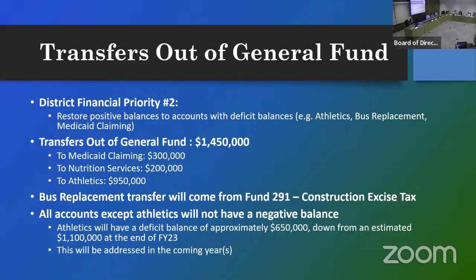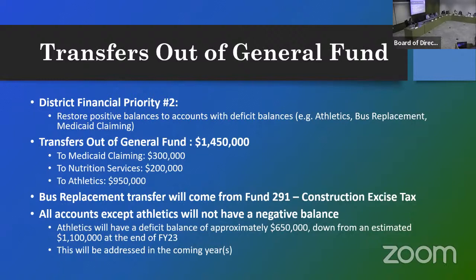So moving on to transfers out of the general fund. This one relates directly to district priority number 2 of addressing these account balances with deficits. There's 3 that still have a negative fund balance, and that would be our Medicaid claiming, our athletics, and our bus replacement fund.